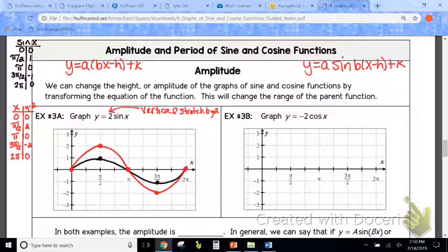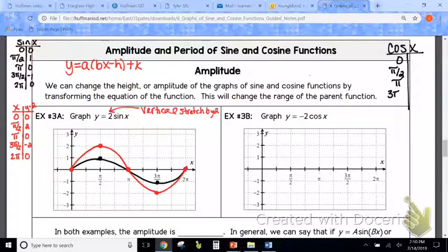Alright, so example 3b. This time it's cosine of x. So I'm going to erase this up here because we've already discussed it. And I'm going to write my table for cosine of x. And I'm going to go ahead and graph that one.